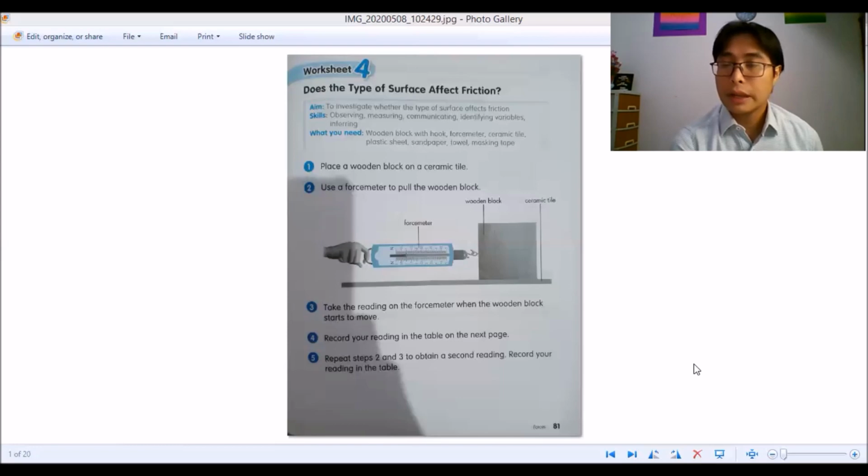So first of all, I don't have a wooden block. So later, I'm just going to use a shoebox. Okay, so no need to do this at home because most of you don't have a force meter. So like before, just copy whatever the results that I will get. So just focus on the demonstration that I will do later.